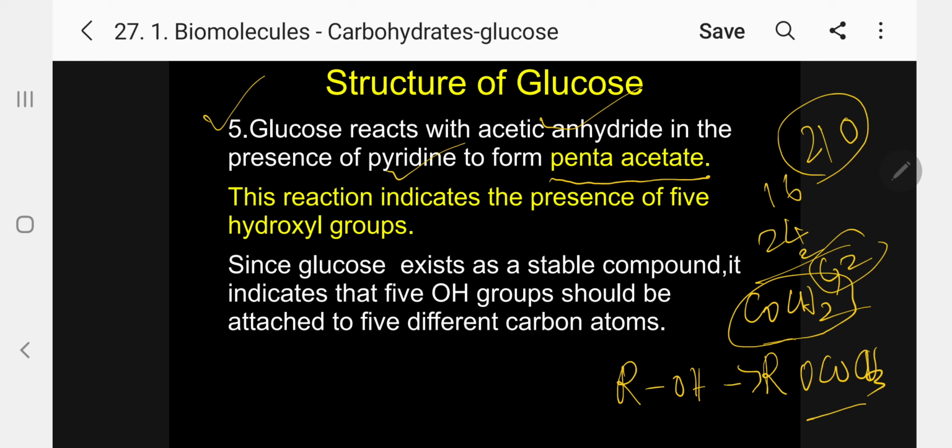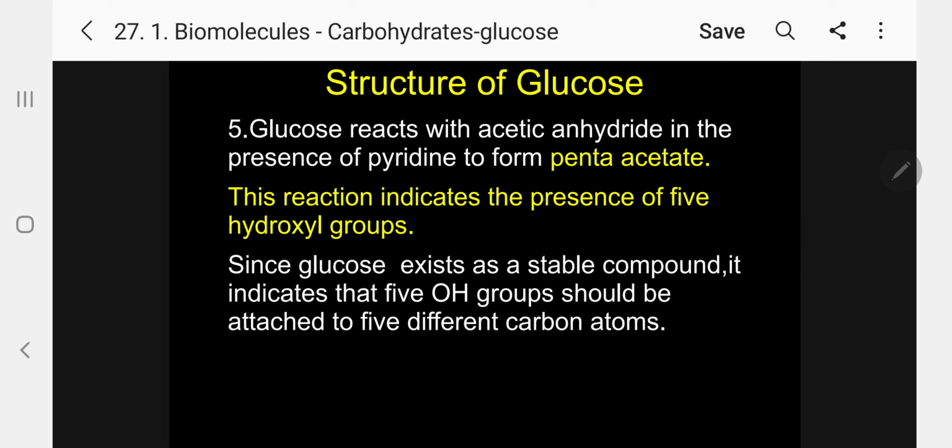That means easily, by comparing the molecular weight of glucose and the molecular weight of pentaacetate, we can show that there are 5 OH groups. That means this reaction indicates the presence of 5 hydroxyl groups. Please follow. Since glucose is normally a stable compound, it indicates that 5 OH groups should be attached to 5 different carbon atoms. This is the most important.